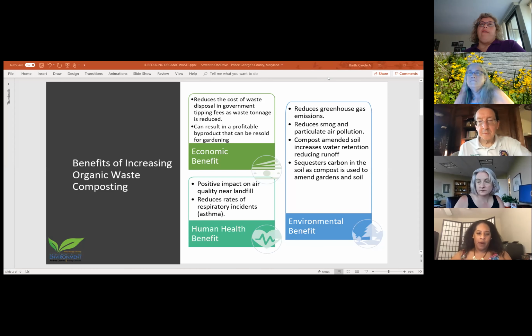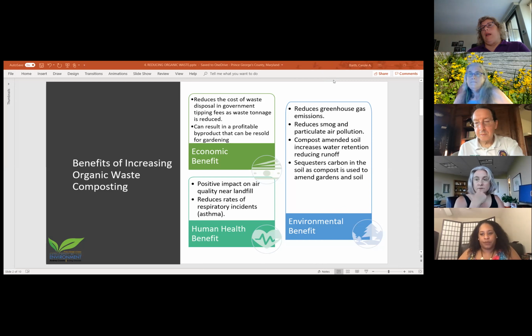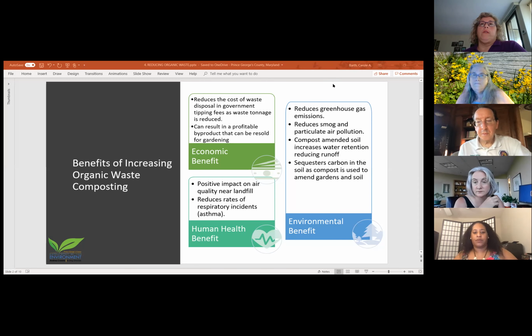And then environmentally speaking, we're reducing greenhouse gas emissions by decreasing the trucking. That also reduces the smog and particulate air pollution. Compost in and of itself is used to amend the soil, which increases water retention, reduces runoff, and can also reduce your need for fertilizers in your lawn because you're putting those essential nutrients back into the ground through the compost. And it also sequesters carbon in the soil when you use it to amend your garden and your lawn. Next slide.